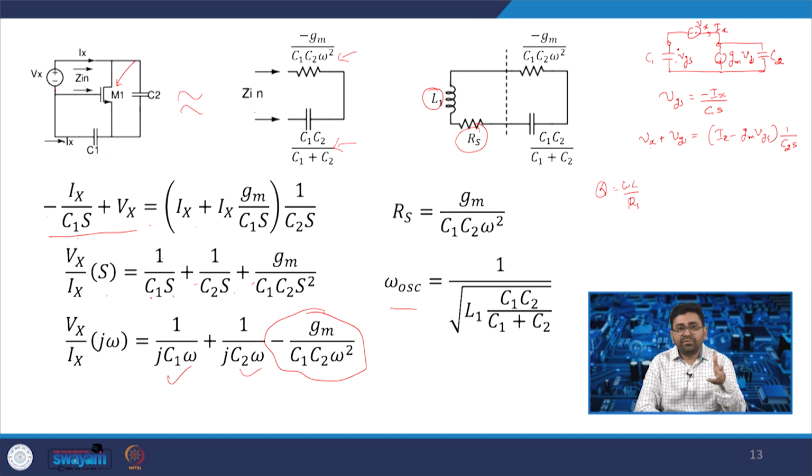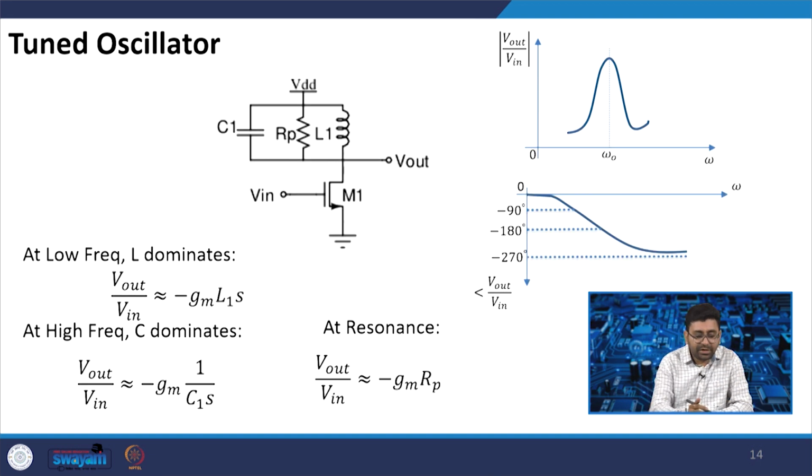So, what we need is to connect one inductor at the drain, a combination of inductor and capacitor, and that will be the oscillator. So, we will try to see that circuit. This is called a tuned oscillator, where L1, Rp and C1 are in parallel. Now, this C1 is the capacitor mentioned, but there are many other capacitances of the MOSFET that also need to be considered while calculating the resonant frequency.